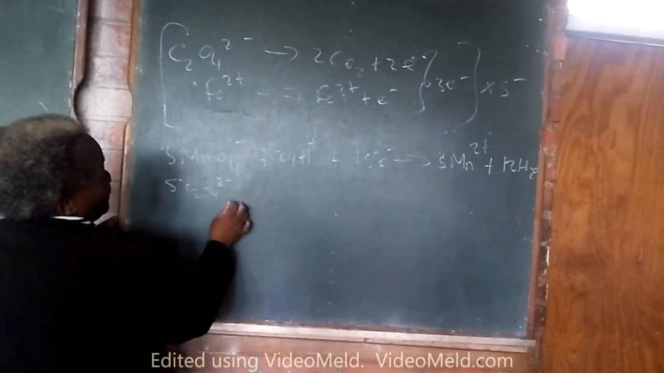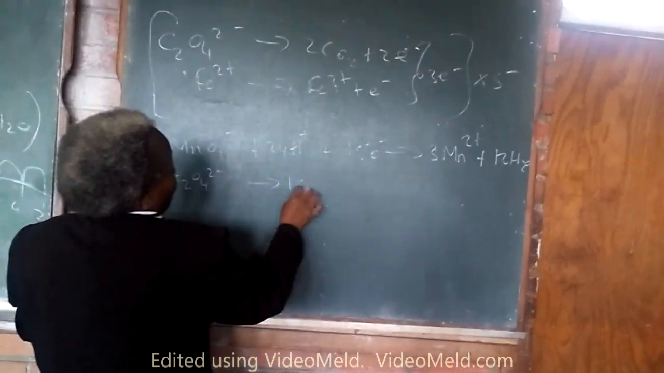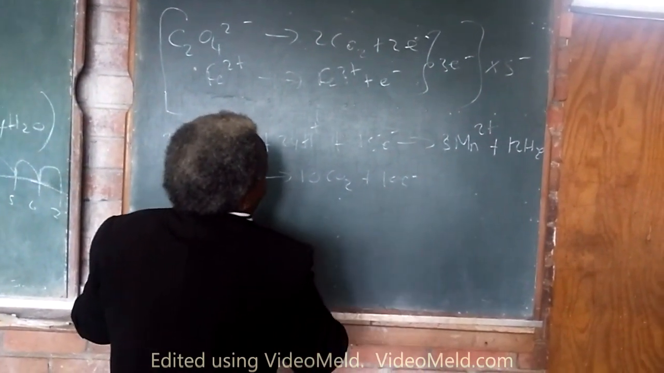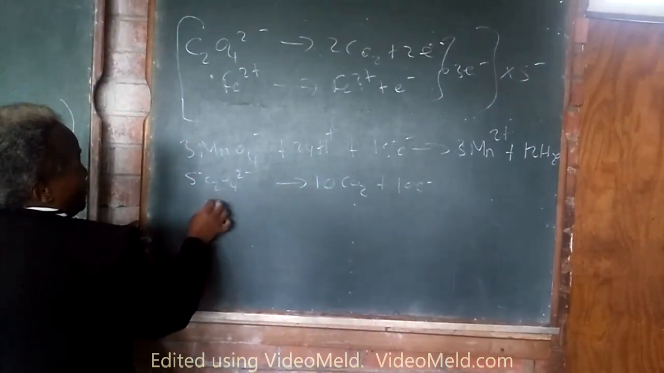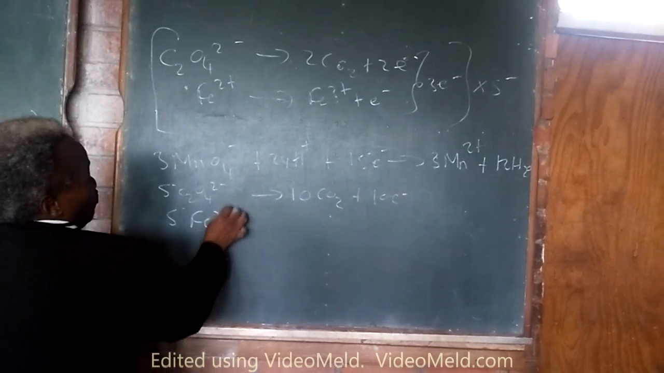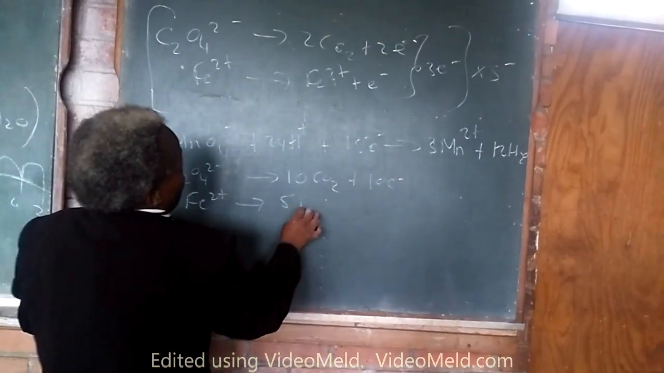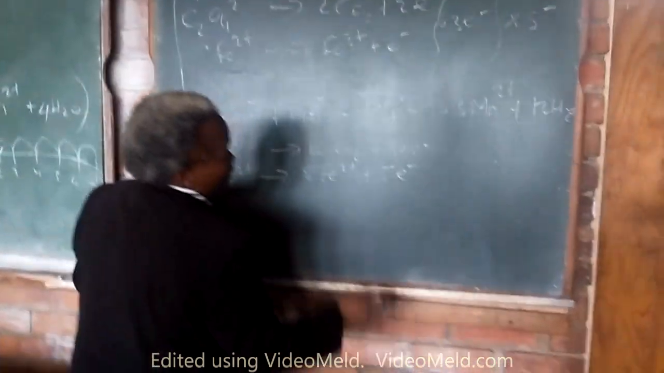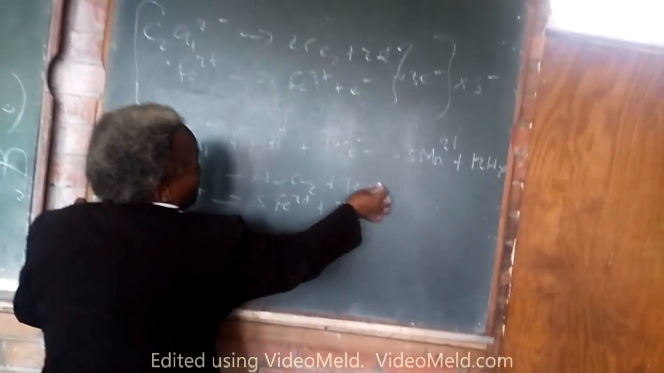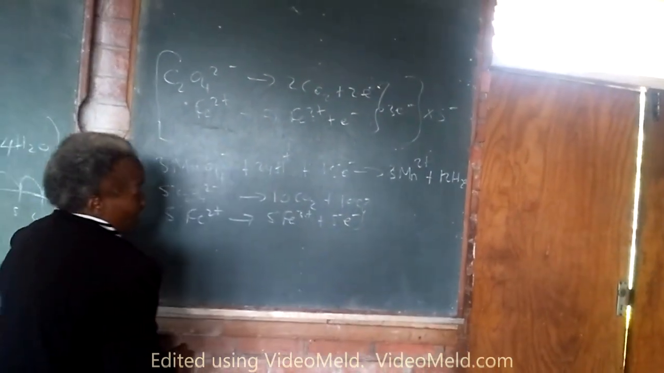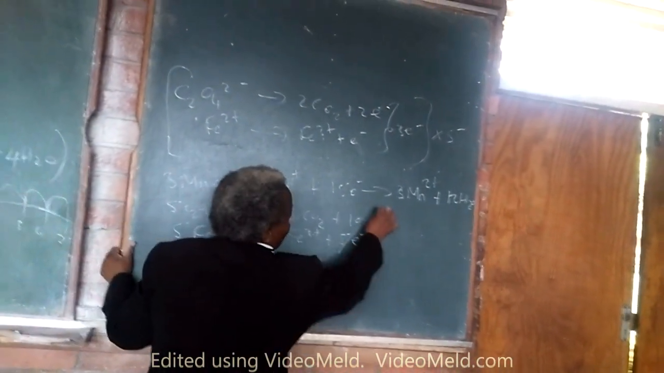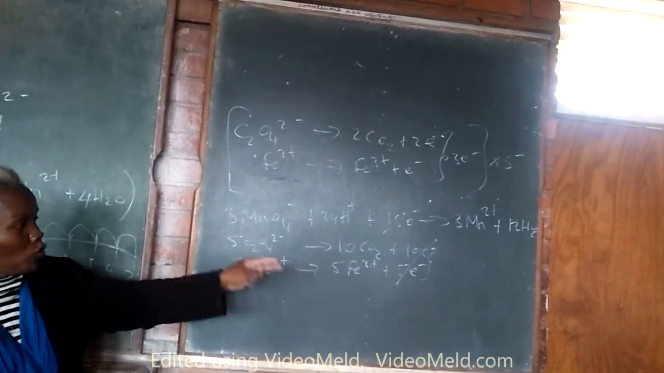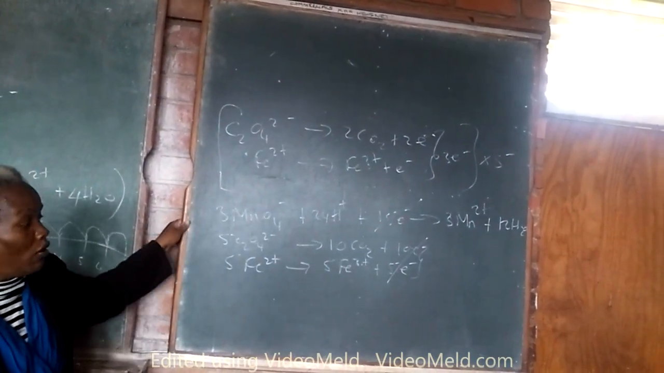C2O4 2- to give us 10 CO2 plus 10 electrons. And the other one is 5 Fe2+ to give us 5 Fe3+ plus 5 electrons. So the 10 plus 5 electrons gives us the 15 electrons which we need. And so these electrons were produced and they were consumed. We cancel those which were produced and consumed by a diagonal line.